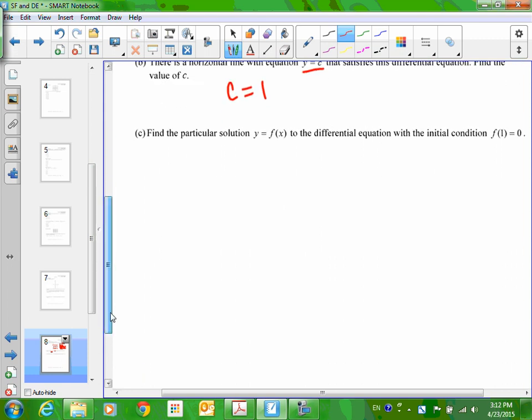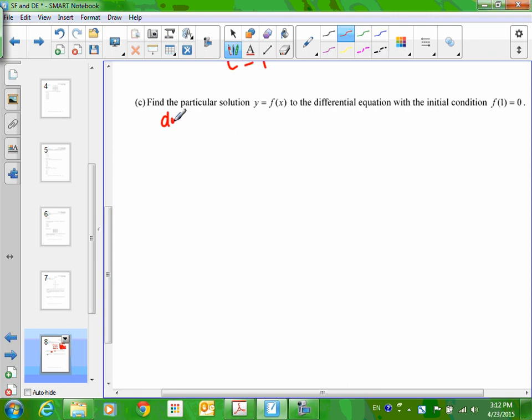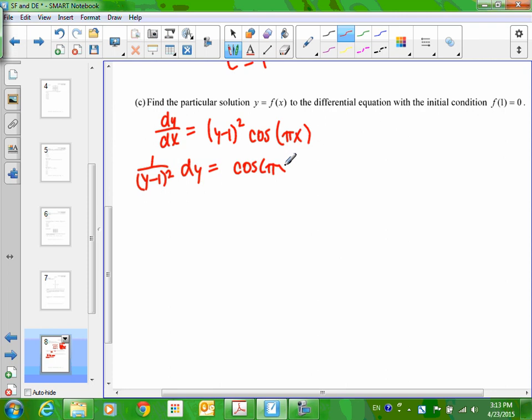Okay, find the particular solution. Believe it or not, I have this memorized. dy over dx is (y minus 1) squared times cosine of pi x, and my variables are not separated, right? So I'm going to go over to this side, divide that over, and I'm kind of speeding this up, sorry guys, but we don't have a lot of time left today.